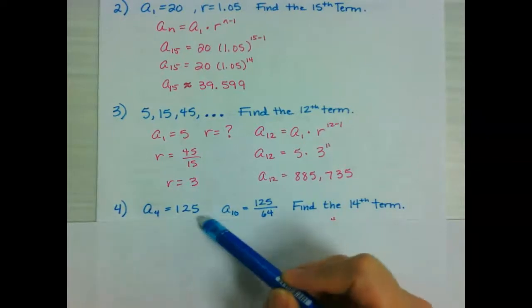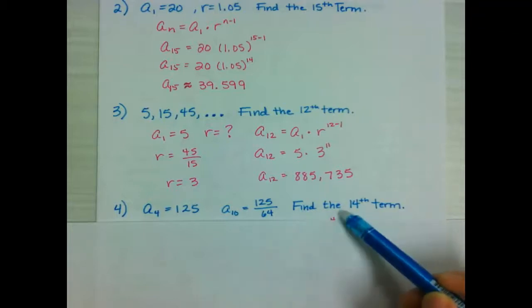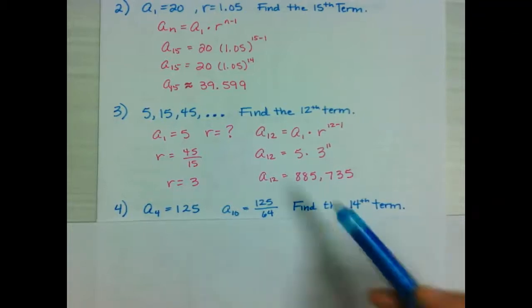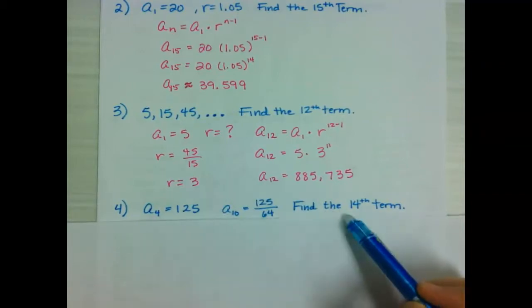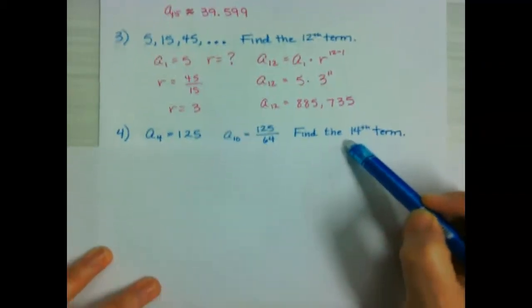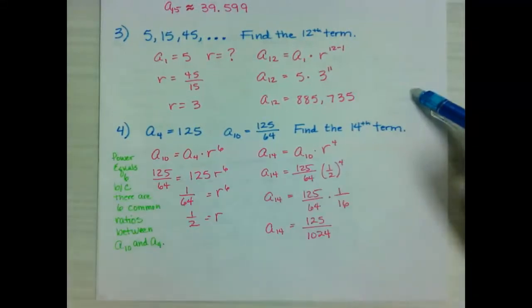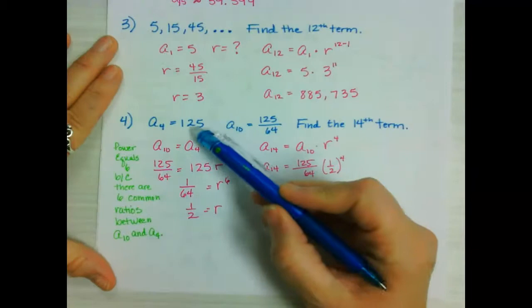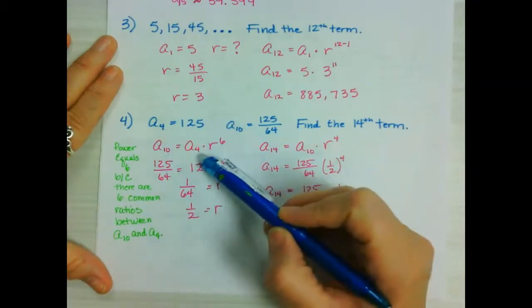So a sub 4 is 125. A sub 10 is 125 over 64. And we want to find the 14th term. So the model work that we're using should use 10 and 4. And then we are finding the 14th term. Okay? So all of this is on here. All right. So as I'm working through this, I would say, well, I'm going to end with 10, which is this one. And I'm going to start with 4, which is this one.